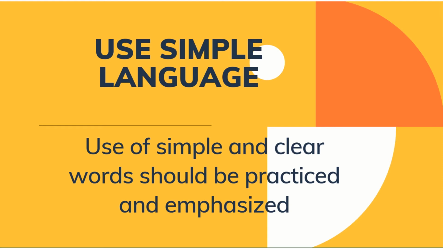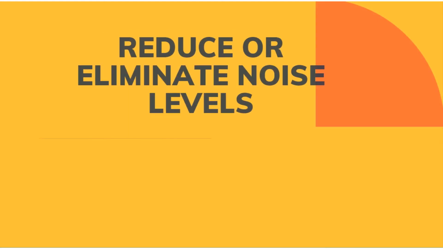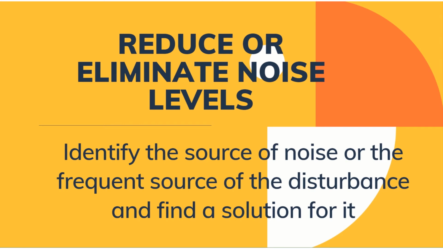The clearer the word and the more simple the words or language that we use, the better that our listener or audience would understand our message. Tip number 2 is to reduce or eliminate noise levels. To identify the source of noise and eliminate that source is always very important. It is also essential to study the frequent cause of the disturbance and find a solution for it.